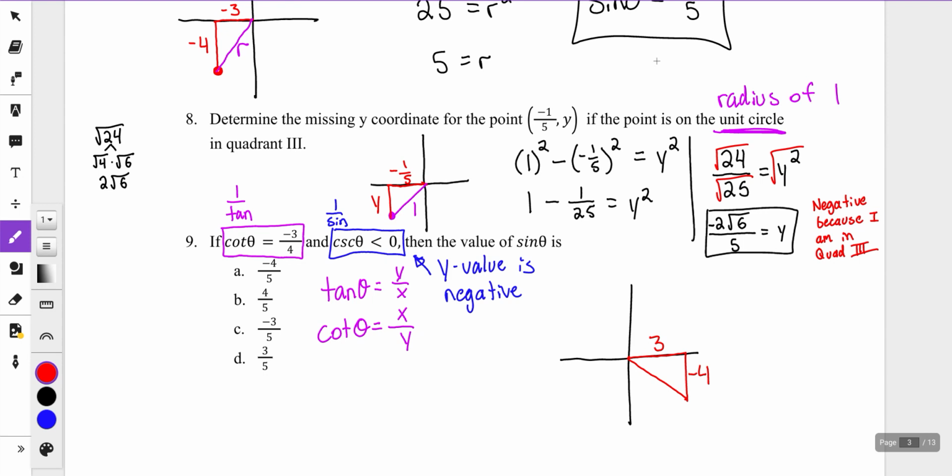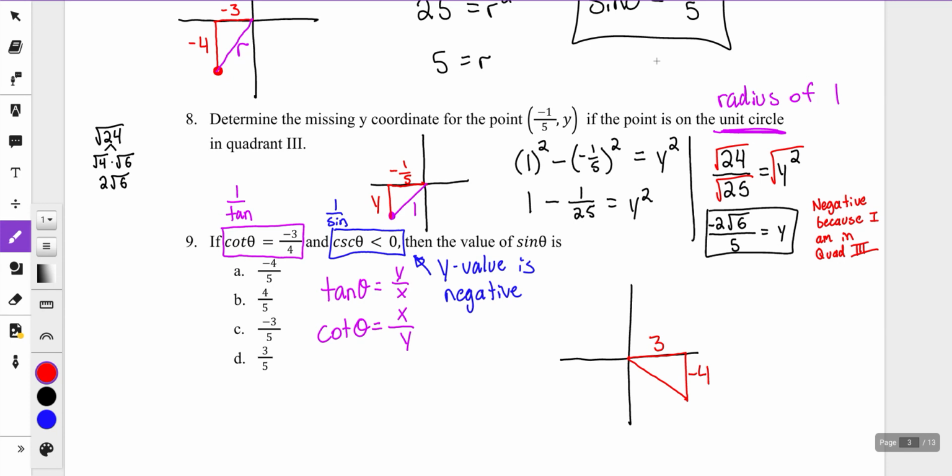Check and see if that makes sense. See if you've just done the sketch properly, right? Cotangent is x over y. If I took x and divided by y, does it make negative 3 over 4? And it does. Right? So this is good.